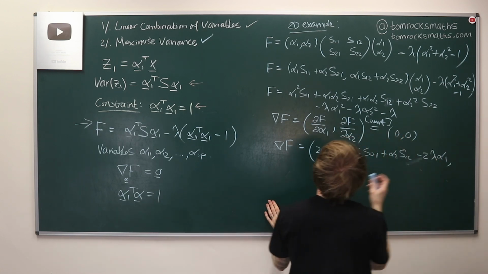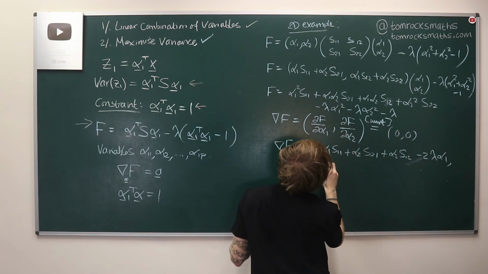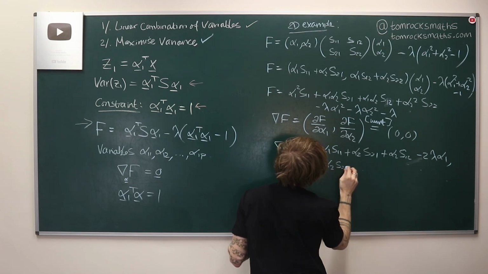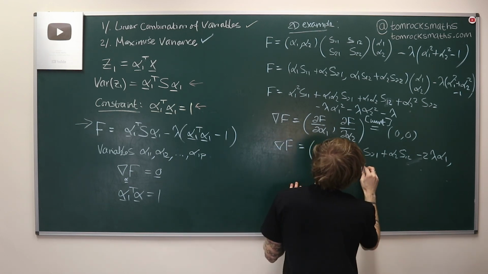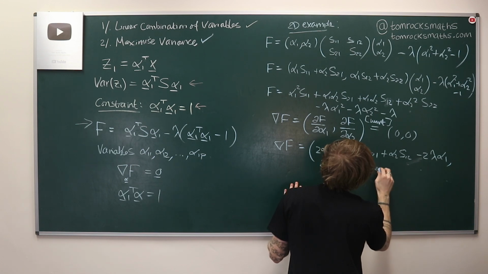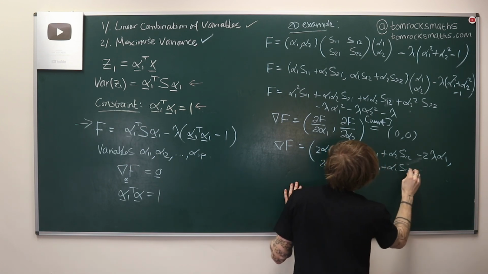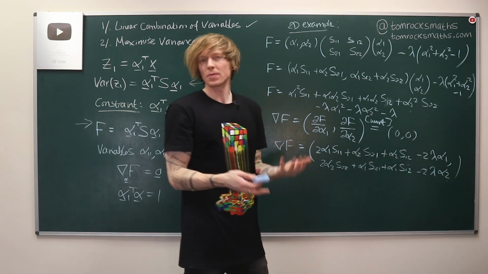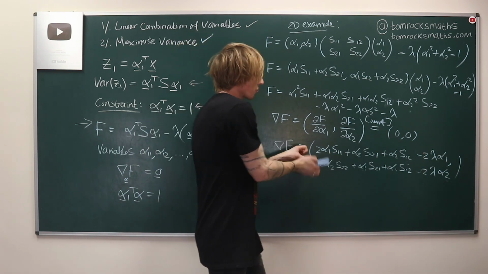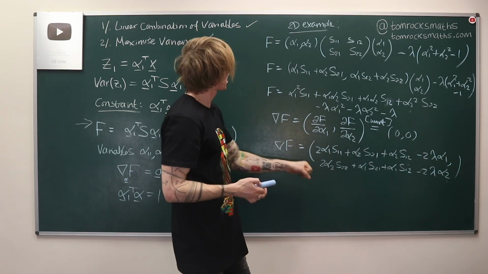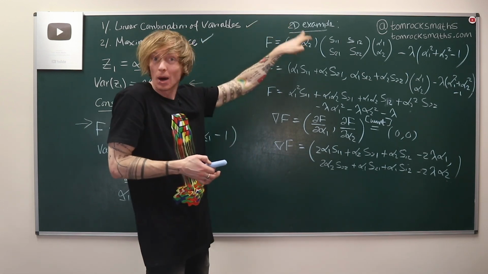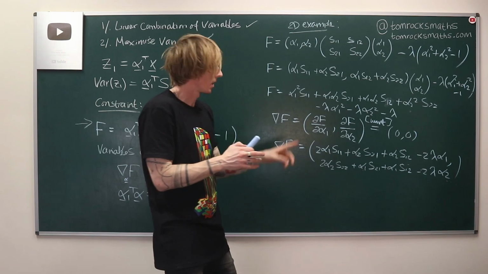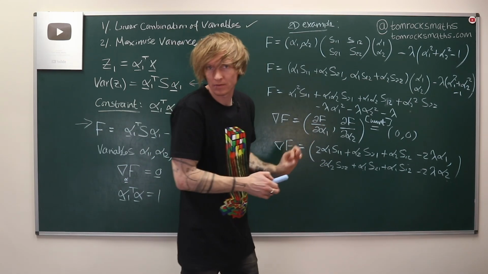Comma, it's going to be very similar now. It's going to be, starting on that one, we get 2 alpha 2 S22 plus alpha 1 S21 plus alpha 1 S12, and then minus 2 lambda alpha 2. So if we look carefully at the gradient vector we have here, compared to what we have at the top of the board, where we're using the matrix and vector notation, that's what we want to try and get here for the gradient.